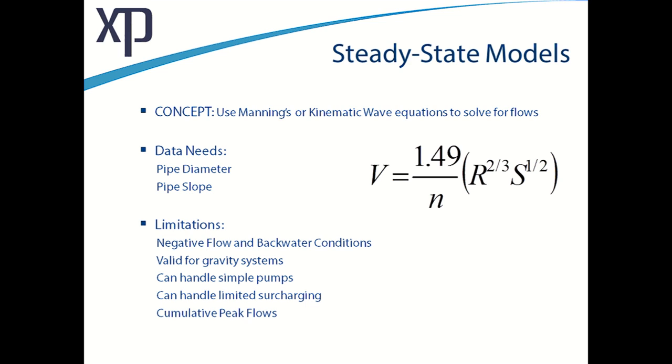So let's talk about steady state first. Steady state is basically Manning's equation or the kinematic wave, and you solve for flows. The data needs are very simple. You need the diameter and the slope. But there are limitations associated with the steady state model. Primarily, it doesn't do negative flow and backwater conditions well. It is valid for gravity systems and can handle simple pumps. It doesn't do surcharging very well either. You can see in some examples that even the cumulative peak flows become very disjointed when you run a model in steady state versus 1D.